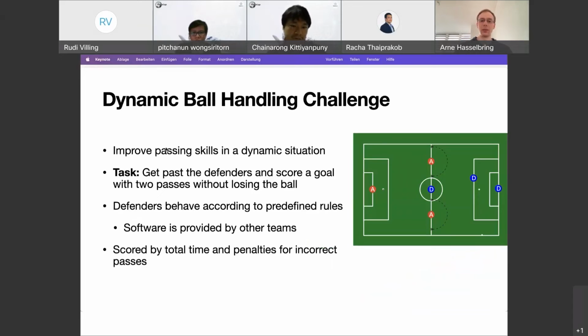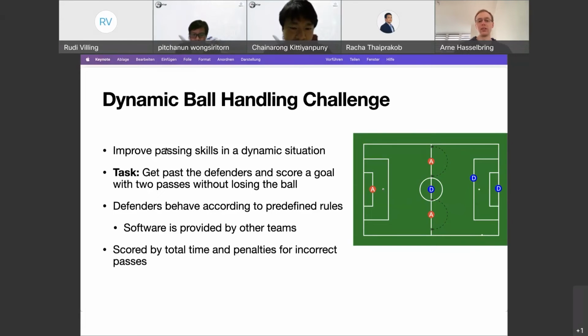Then there is the dynamic ball handling challenge. The goal of this is to improve the passing skills, but in a dynamic situation. So as Rudi said, there have been passing challenges a lot in the history of the SPL and also last year, but those were mostly in a static setting and especially not with moving opponents.